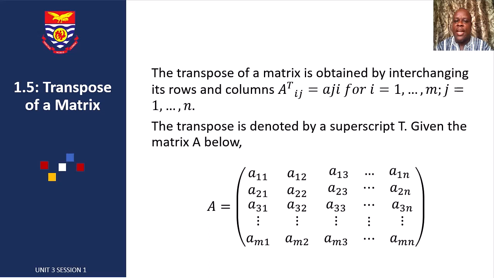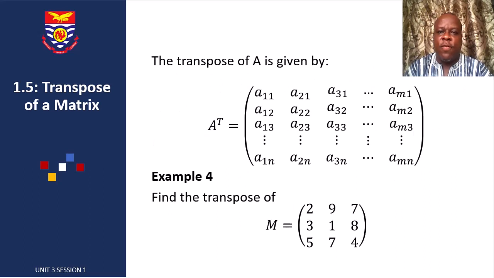Let's consider the matrix A, which is A11, A12, A13 up to A1n, and the rest of them. At the next stage, we'll find the transpose of this matrix. The transpose of the matrix given previously is presented here. You see a superscript T that indicates the transpose of A, and you see that row 1 in that matrix has become column 1 in this matrix. Row 2 of that matrix has become column 2 of this matrix, and so on.